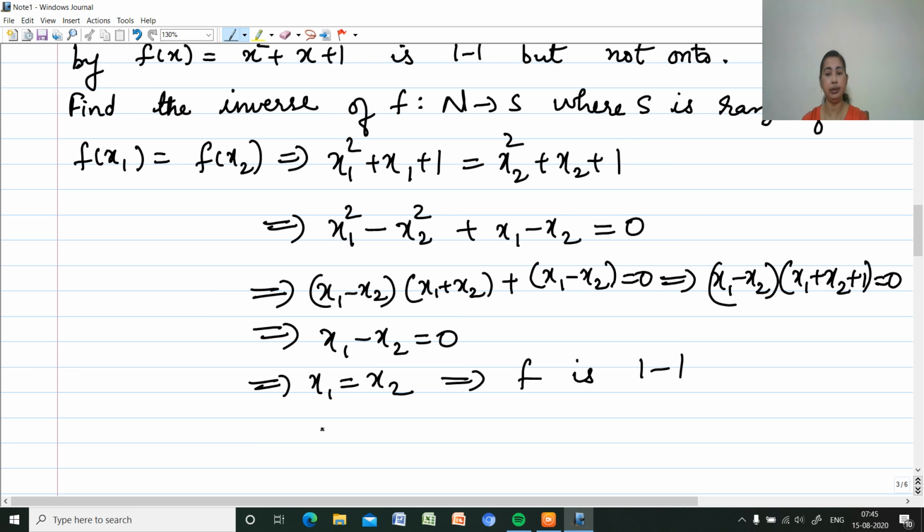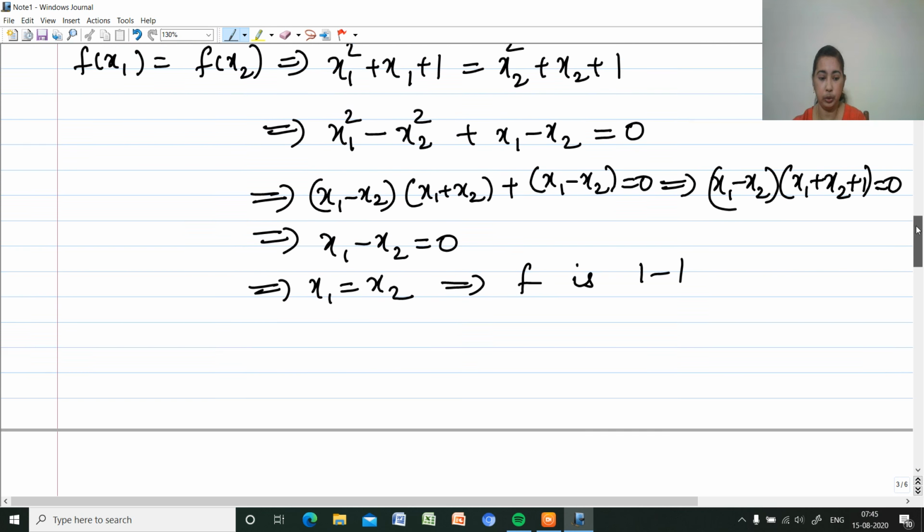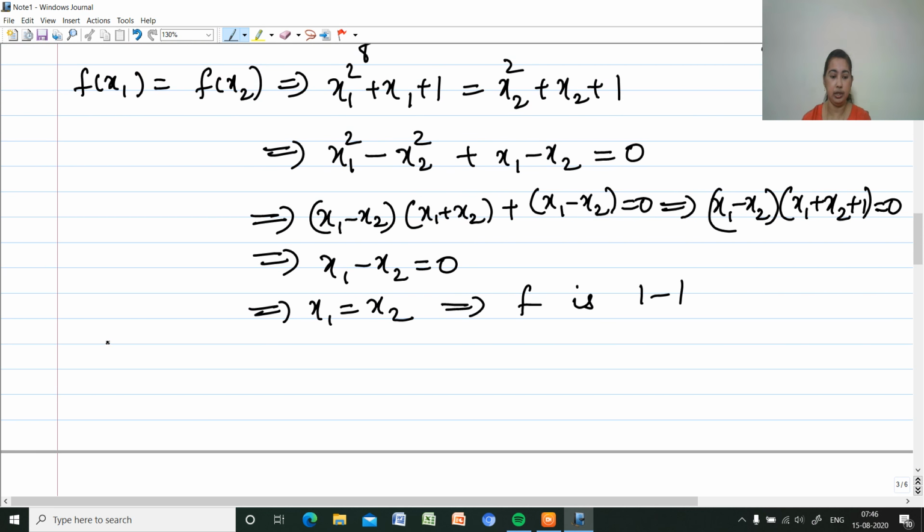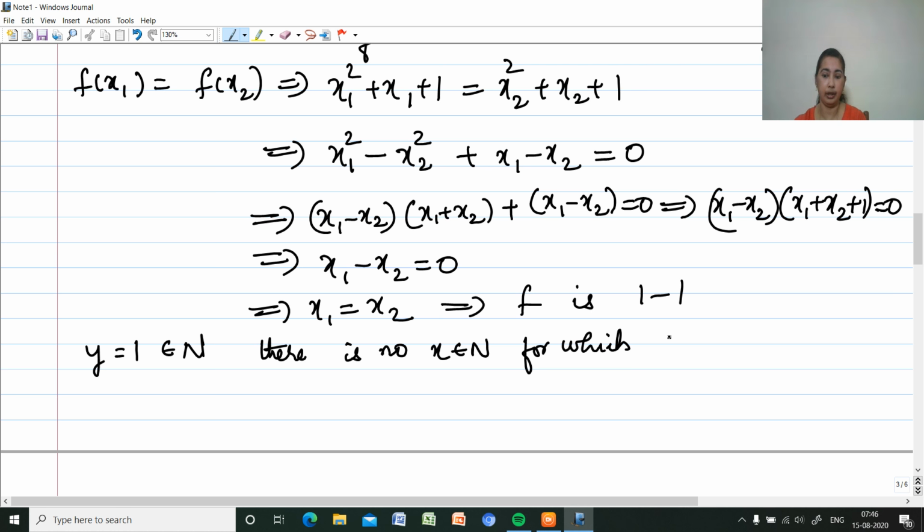Next we have to prove that it is not onto. How do we check whether it is onto or not? For y equal to 1, we are taking one element, y equal to 1, which is an element of the set of natural numbers. We need to find out that there is no x element of N for which f of x is equal to 1.